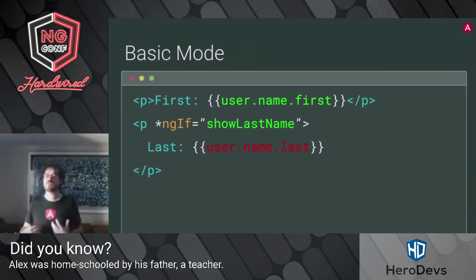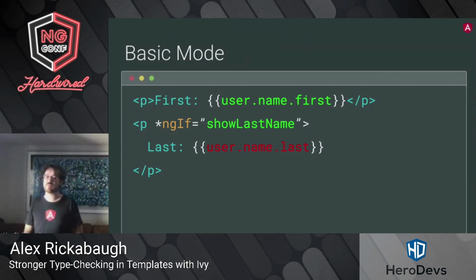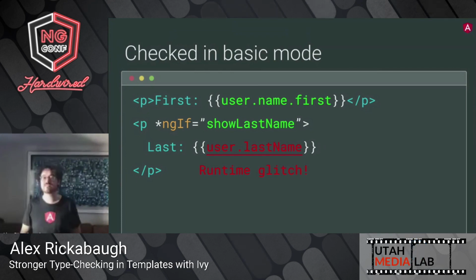And it's going to ignore the contents of any embedded views. That's any ng-templates, any structural directives like ngIf or ngFor. Anything inside of those won't be checked at all. So it won't check the user.name.last expression. And so if we accidentally write user.lastName instead, the template type checker is not going to catch this. It's going to be a UI glitch at runtime, right? We'll probably show a blank last name.